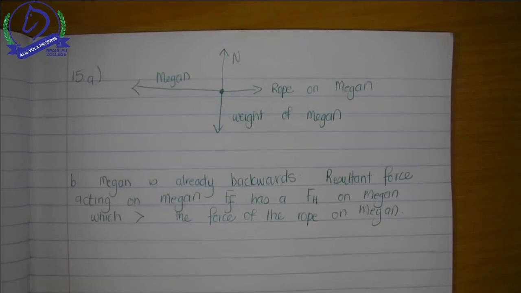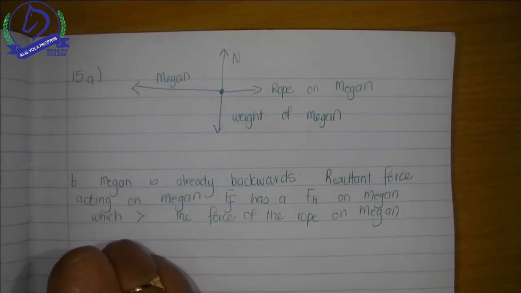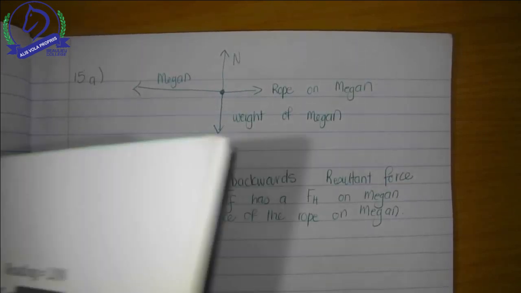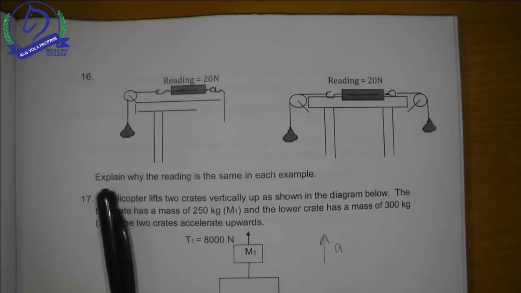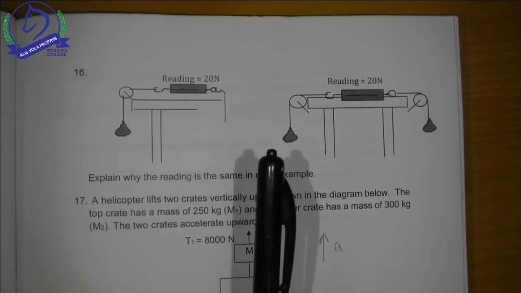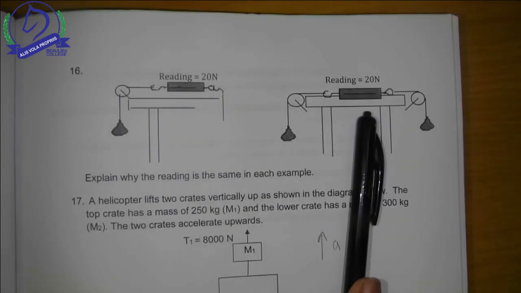The next question that we're going to do is question number 16, and 16's got the diagram. I'll just show you the diagram once again, and the question there is: explain why the reading is the same in each example. In this example, you've got a reading of 20 newtons, and in this example, you also have a reading of 20 newtons.